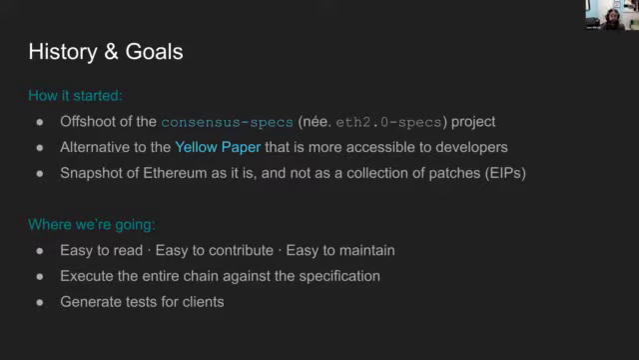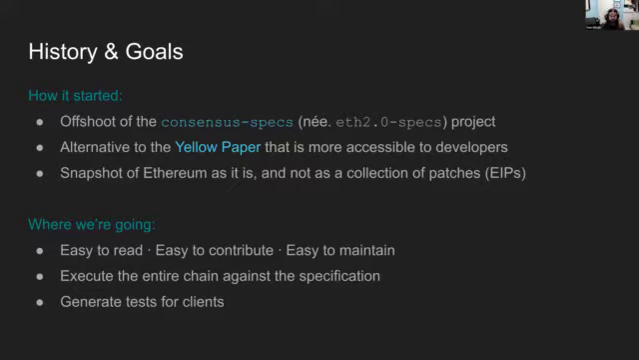And the third thing that got us started on this project is creating snapshots of Ethereum at each hard fork, and not as a series of patches, which is what EIPs are today. So we want to have a way to look back at Frontier and say, this is exactly what Frontier was at this time. Go to Homestead, do the same thing, the DAO, and every other hard fork, we want to know exactly what Ethereum was at that time.